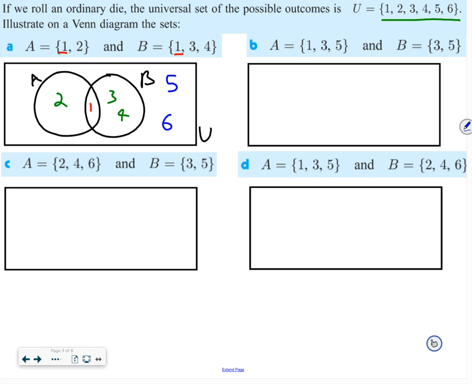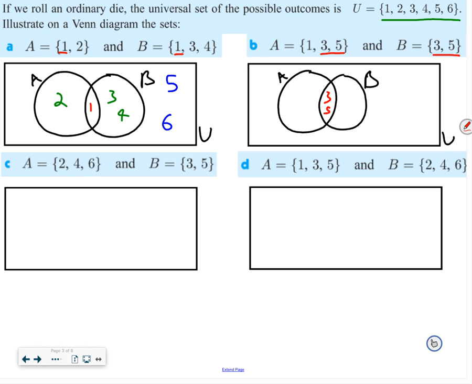Okay, so let's go ahead and look at B. So again, I draw my two circles. I already have my rectangle drawn. I'm going to label that as my universal set. Label one of the circles A, one of the circles B. I'm going to go ahead and look for points that are common in both. The intersection, so 3 and 5, 3 and 5. So those are going to go there.